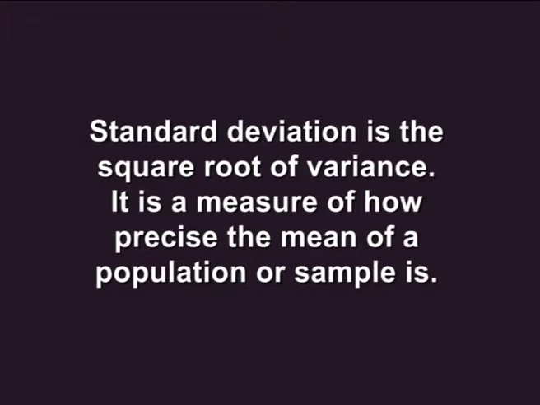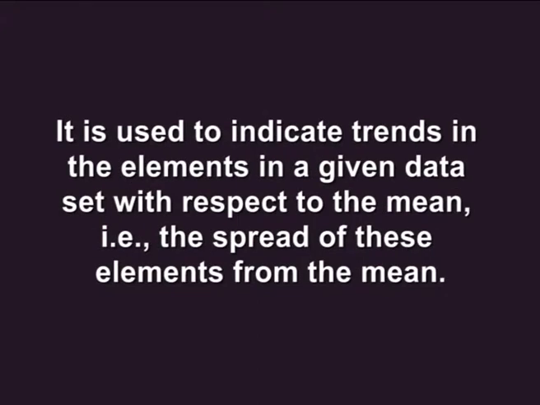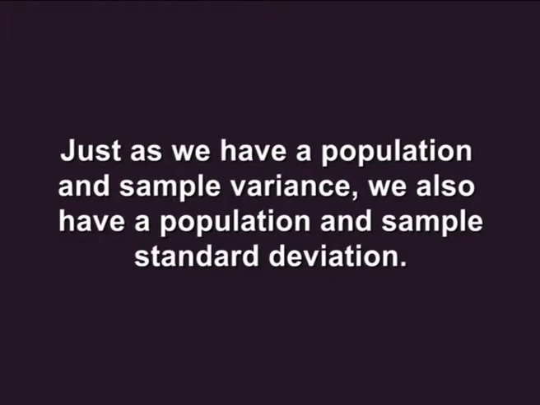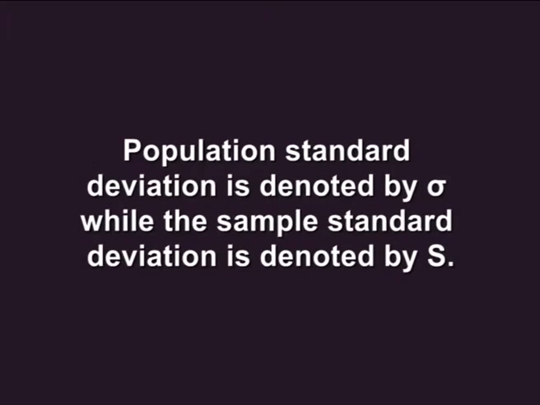Standard deviation is the square root of variance. It is the measure of how precise the mean of a population or sample is. It is used to indicate trends in the elements in a given data set with respect to mean, that is, the spread of these elements from the mean. Just as we have a population and sample variance, we also have a population and sample standard deviation. Population standard deviation is denoted by small sigma, while the sample standard deviation is denoted by capital S.